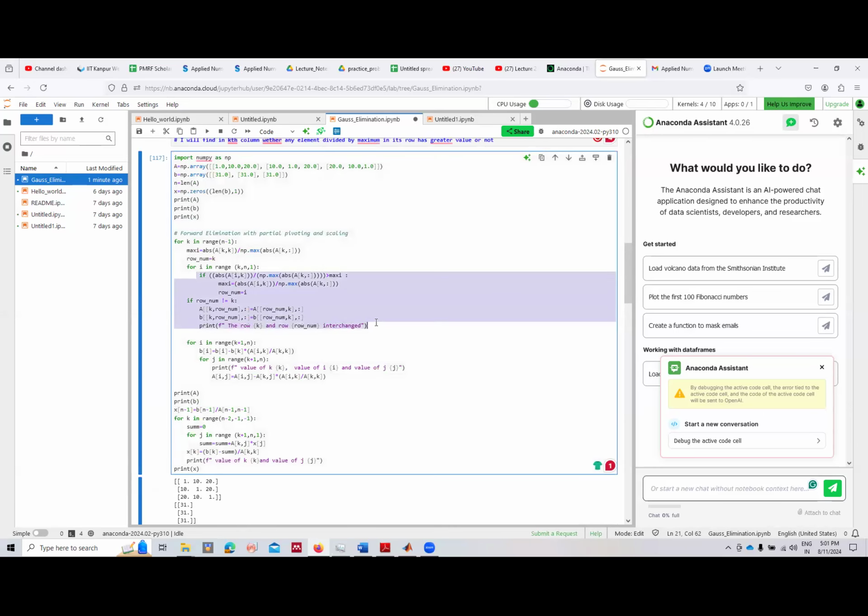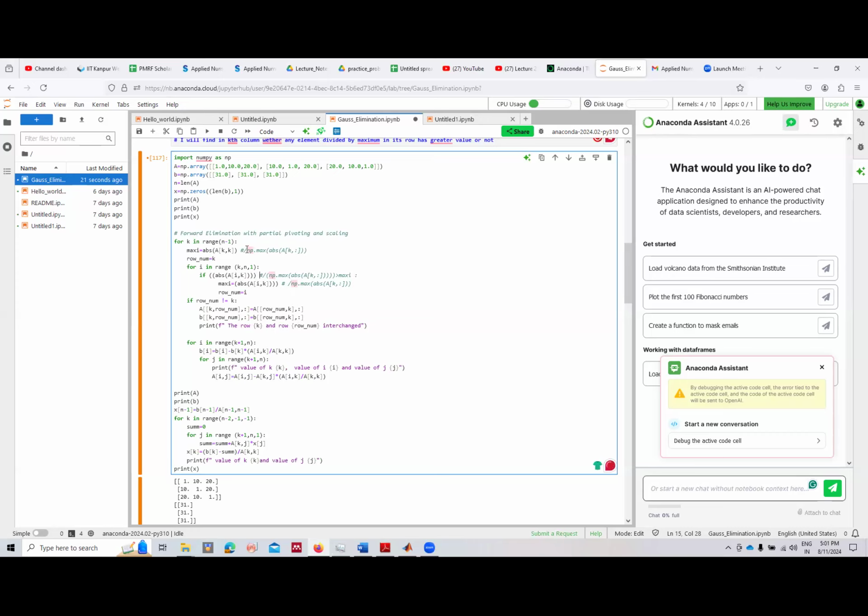So these two are the things that we do when we are going for partial pivoting and scaling. If I want to do only partial pivoting, what I need to do? I simply remove this term. Now this term will be removed, so only the absolute value of A_kk will be compared with this term. This is only partial pivoting.